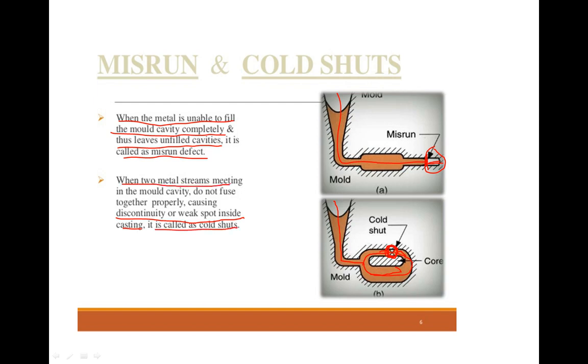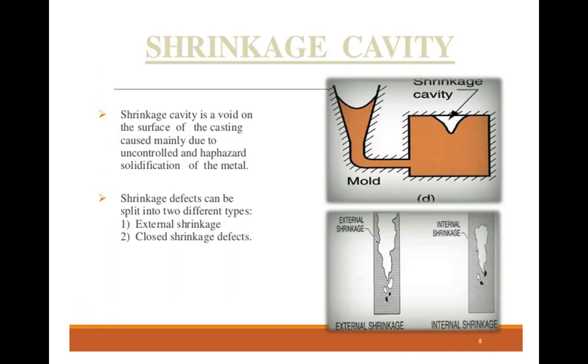When two metal streams meeting in the mold cavity do not fuse together properly, causing discontinuity or a weak spot inside the casting, it is called a cold shut. So such types of defects are called a cold shut.